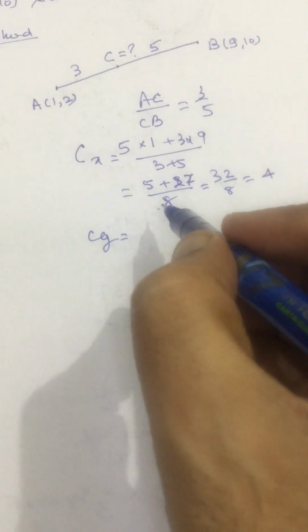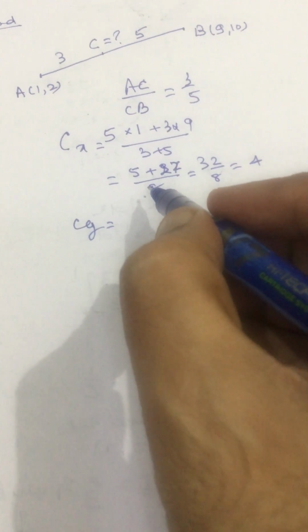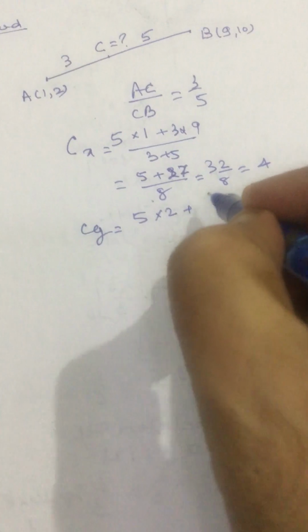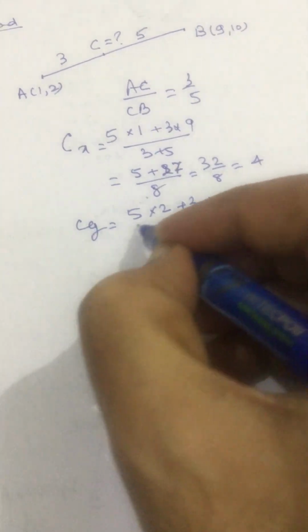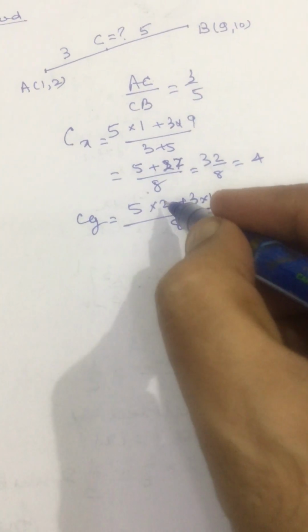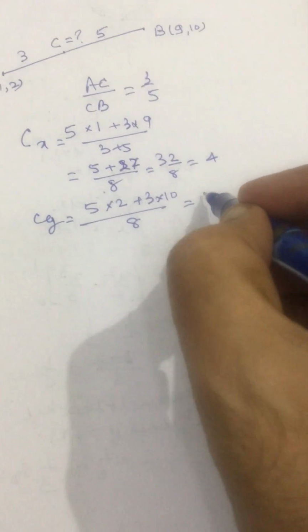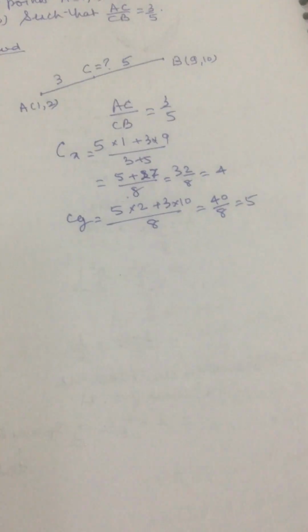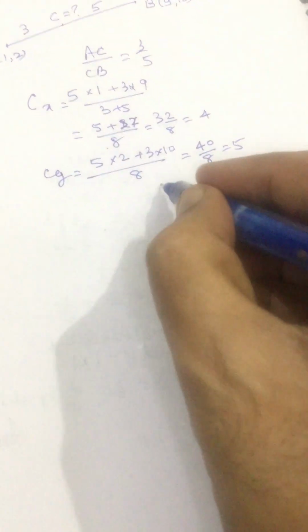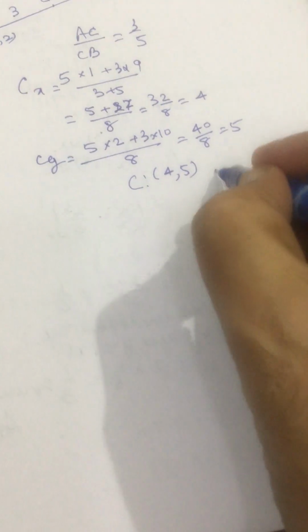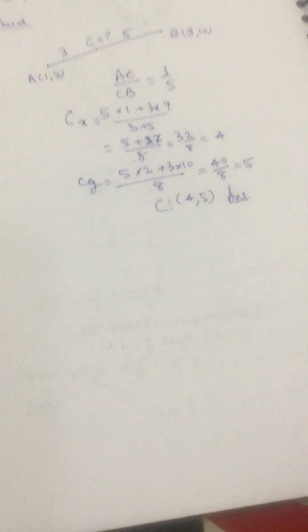Y will be equal to 5 into 2 plus 3 into 10 divided by 8, equal to 10 plus 30 is 40, divided by 8, equal to 5. So coordinates of this point C are 4 and 5. We have found out these coordinates using our first method. Let us see what we do in the second method.